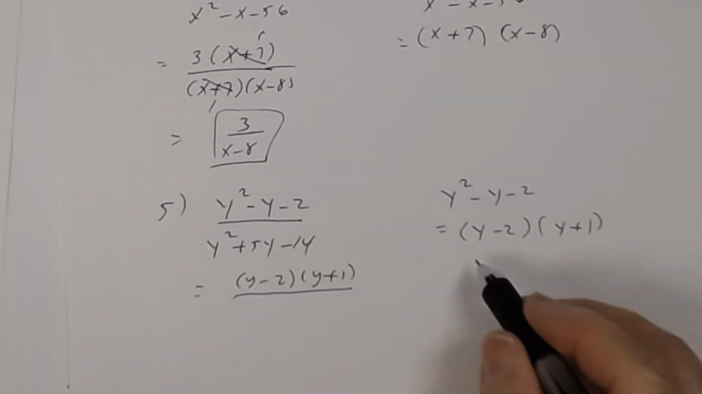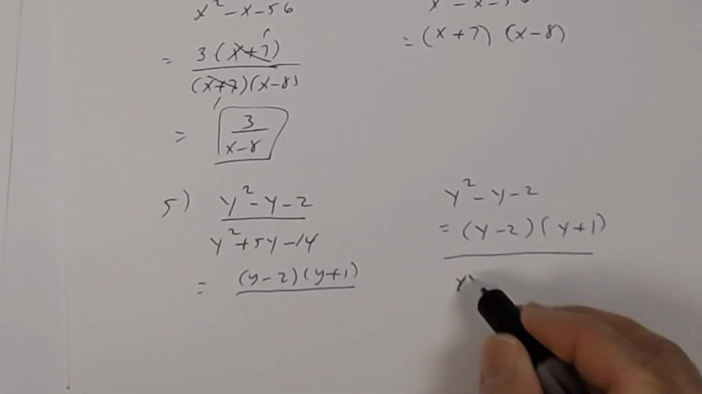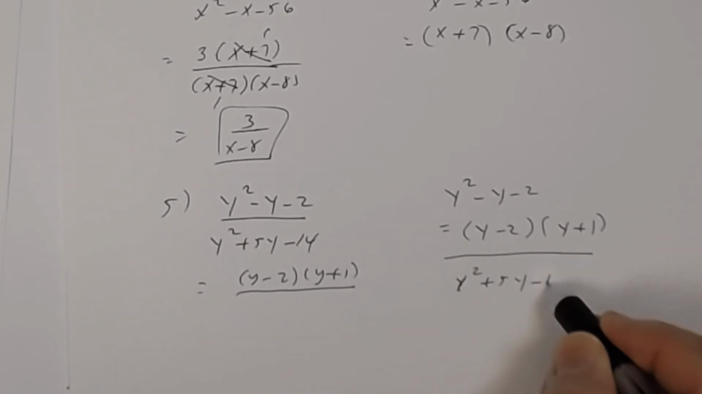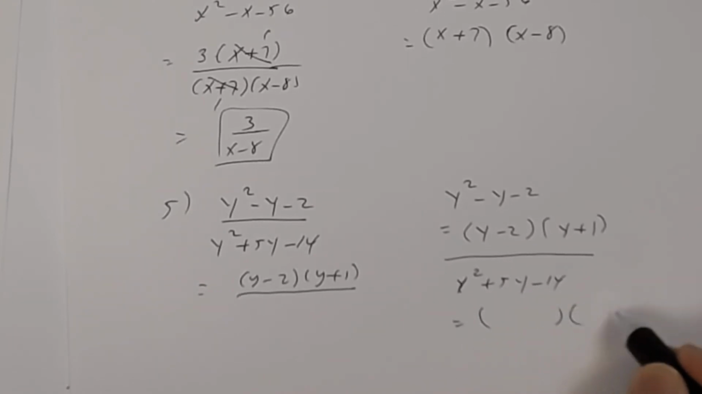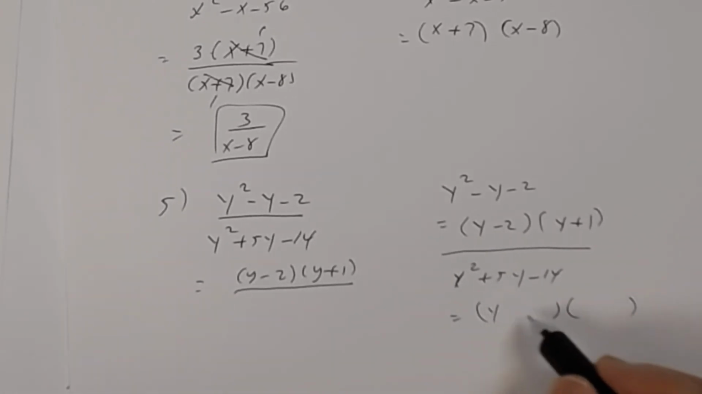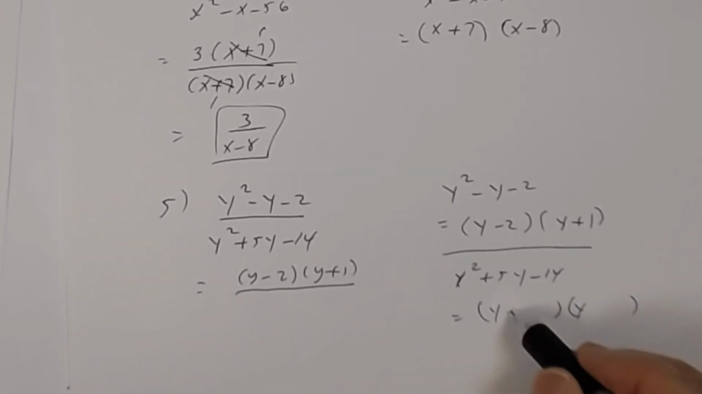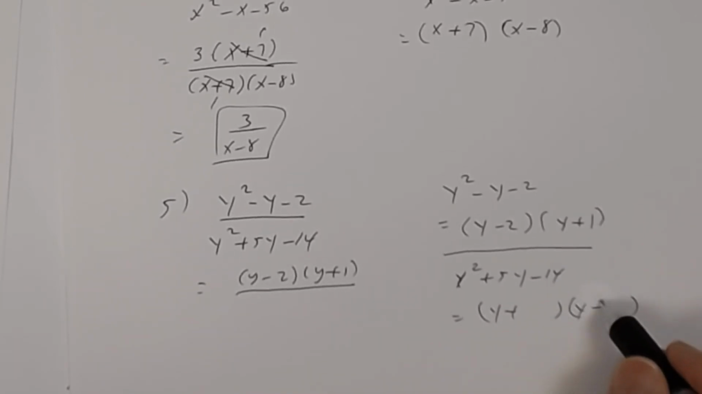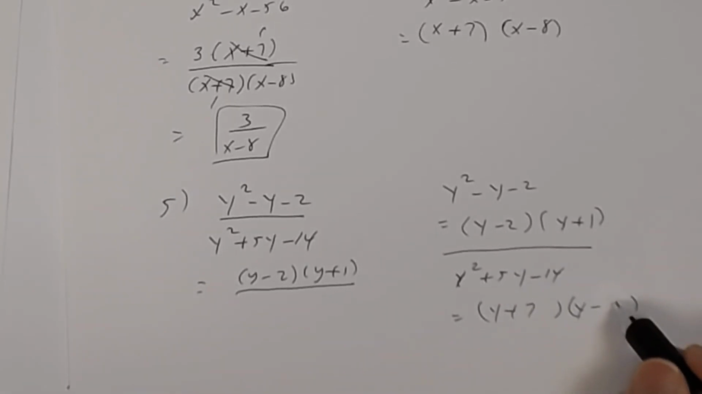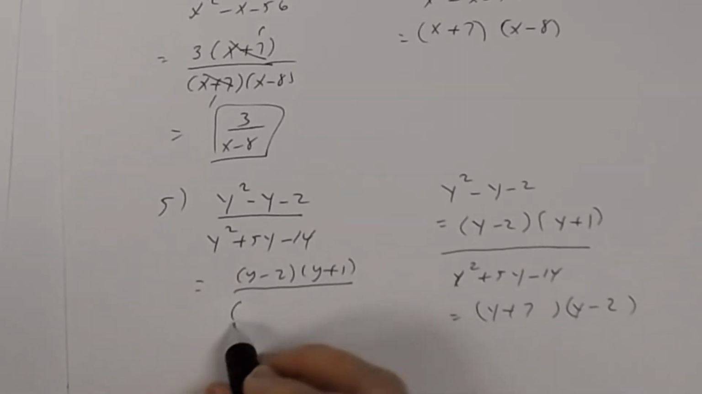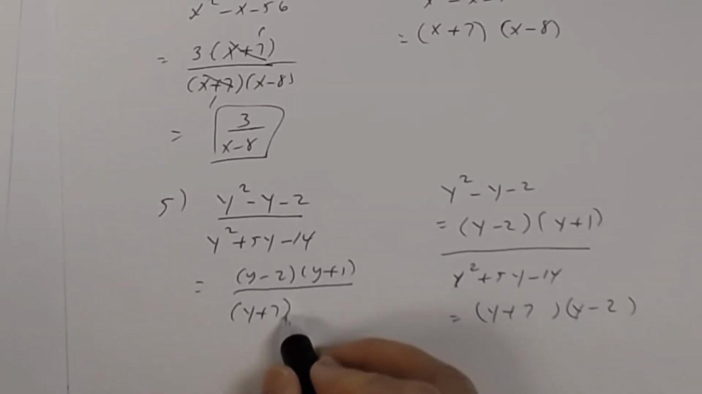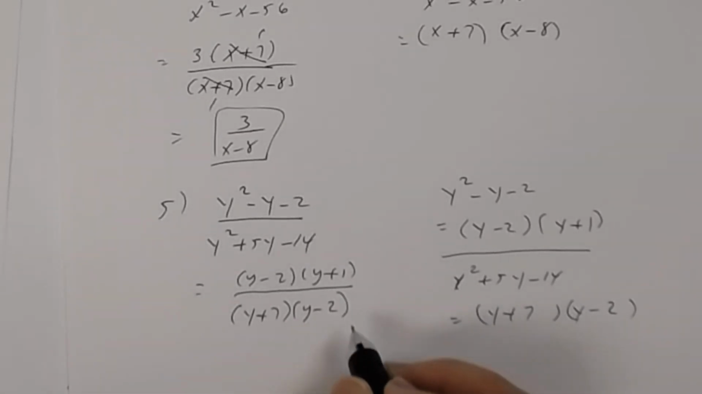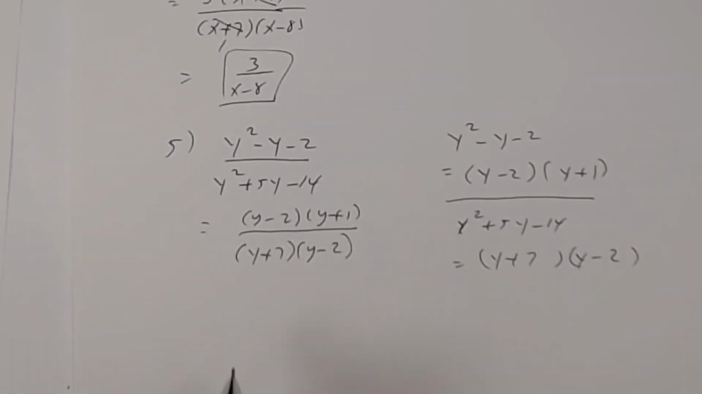The denominator, let's see, y squared plus 5y minus 14. Let's see what that's going to be. That's going to be y. The last sign's negative, so the signs in here are different. And it looks like it's going to be 7 and 2, positive 7, negative 2. Yep. Okay, so I'm going to have y plus 7, y minus 2. Next step is to reduce.